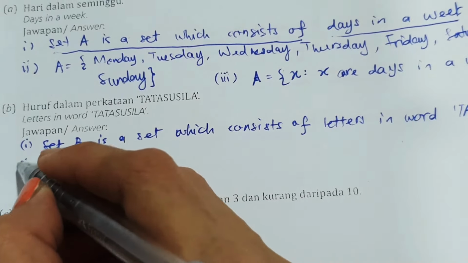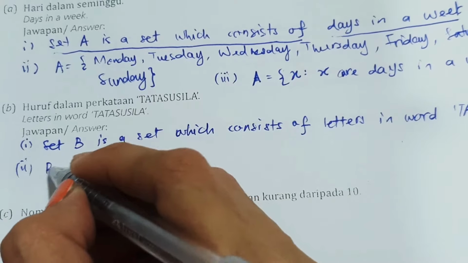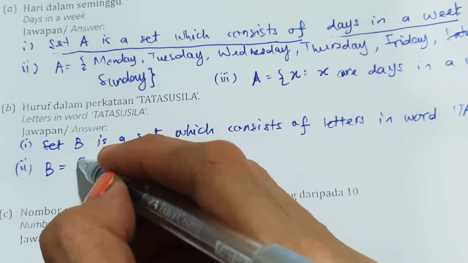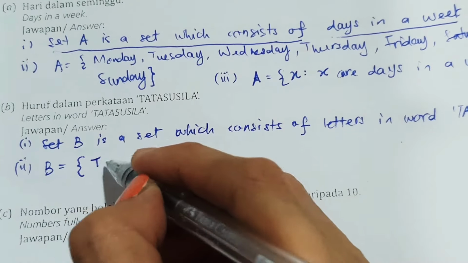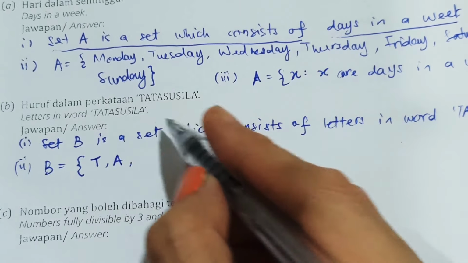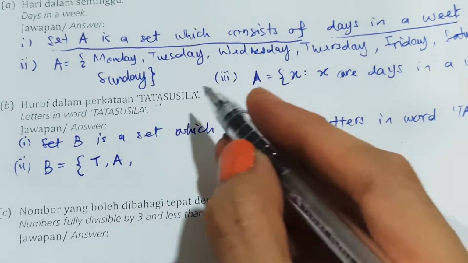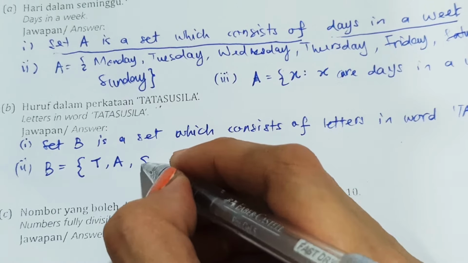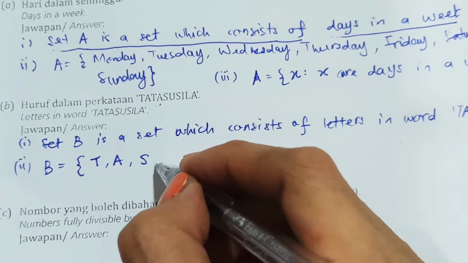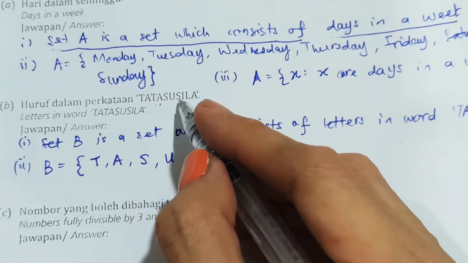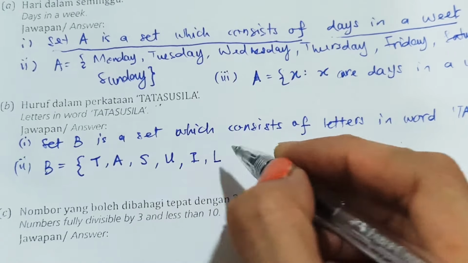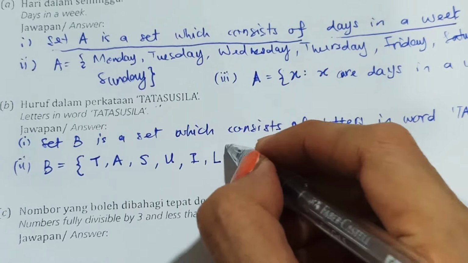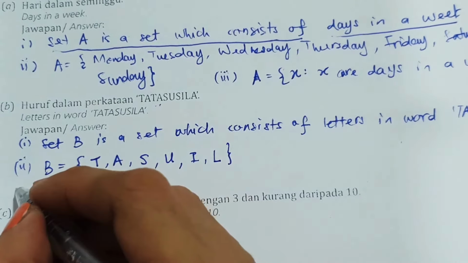Now part 2, let's list it out. All the letters. So T, A, the repeated one, no need to write. We just write each letter once. S, U, S already written. I, L. A is already written, so that's it.